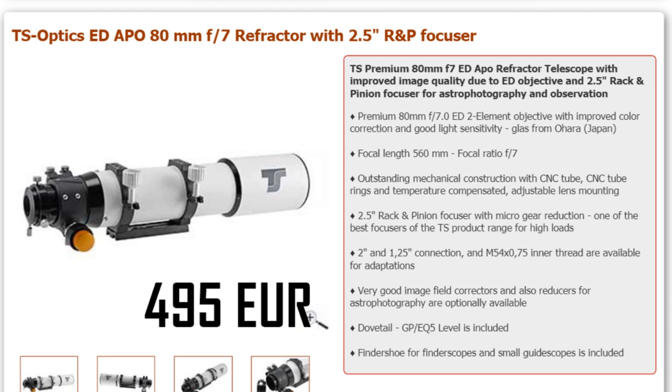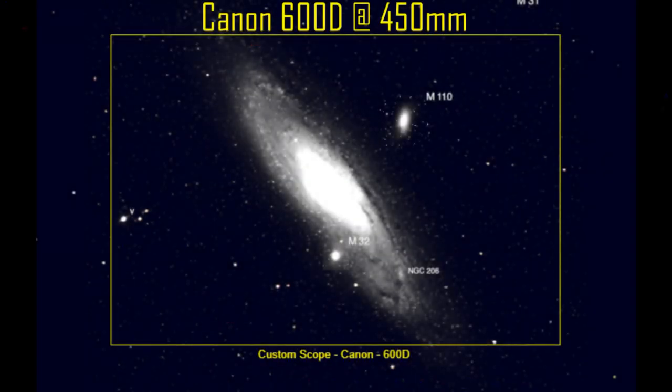Spec-wise, the focal length is 560mm, and it's light at just 2.8 kilograms or 6 pounds. There's a 0.8 reducer flattener available which will take it down to a fast f5.6 at 450mm, so wide enough for that compulsory Andromeda shot.